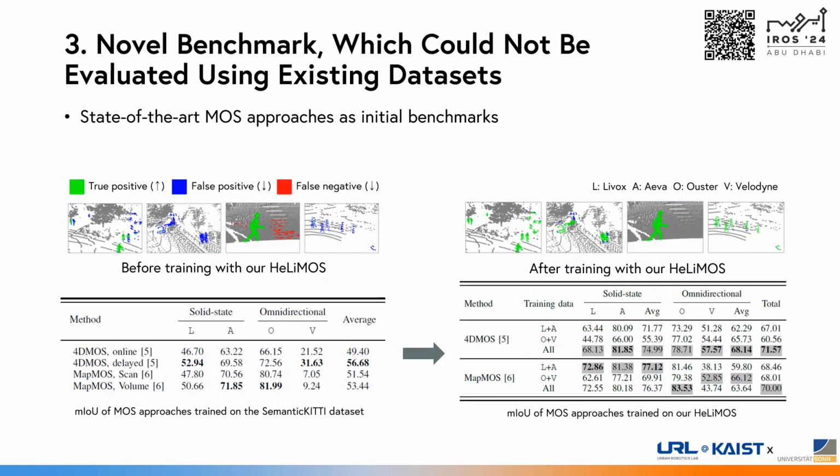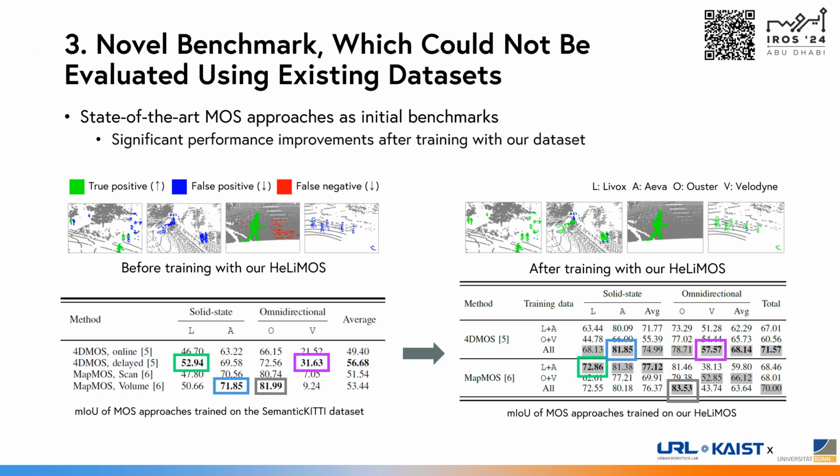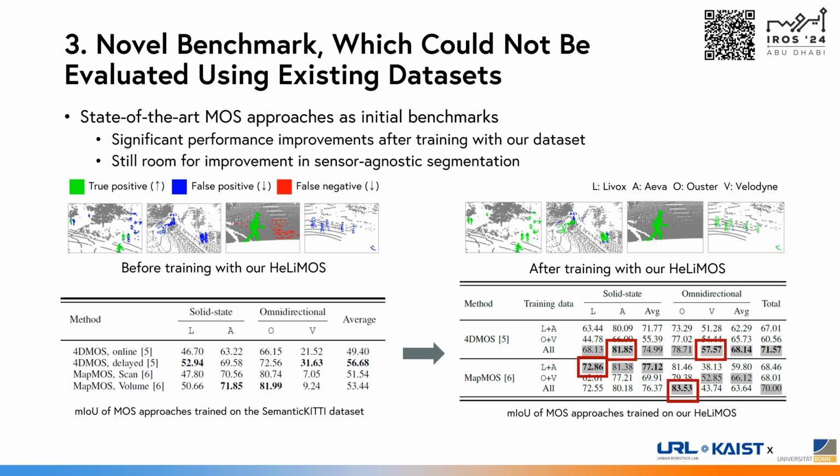Our final contribution is providing novel benchmarks that could not be evaluated using existing datasets. We evaluated the state-of-the-art MOS approaches, including 4D MOS and MapMOS, as the initial benchmarks in our dataset. Both models achieve significant performance improvements across all sensors after being trained with our dataset. At the same time, the noticeable performance differences across sensors suggest that there is still room for improvement in heterogeneous LiDAR moving object segmentation.